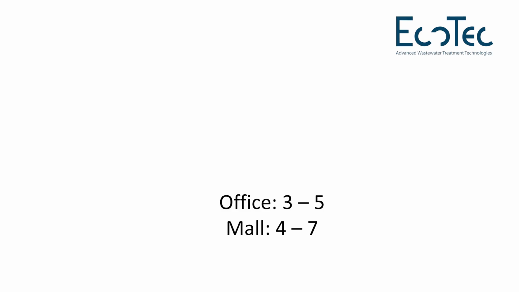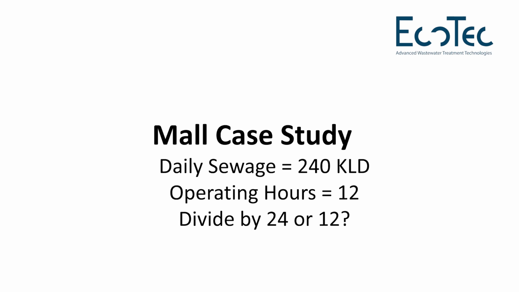In a residential setup for a decentralized sewage treatment plant, I would like you to imagine a peak factor of 2.5 that can go up to 4. An office with 1 or 2 shifts can be 3 to 5. And the peak factor for a mall can be 4 to 7. We'll go into the details further. Let's take a mall as a case study here.